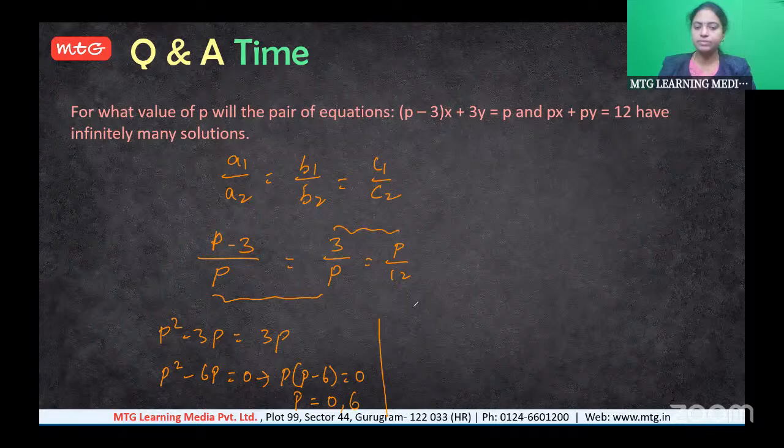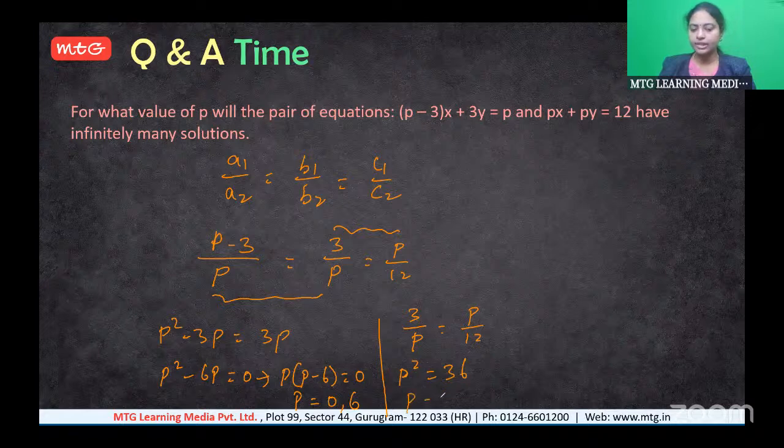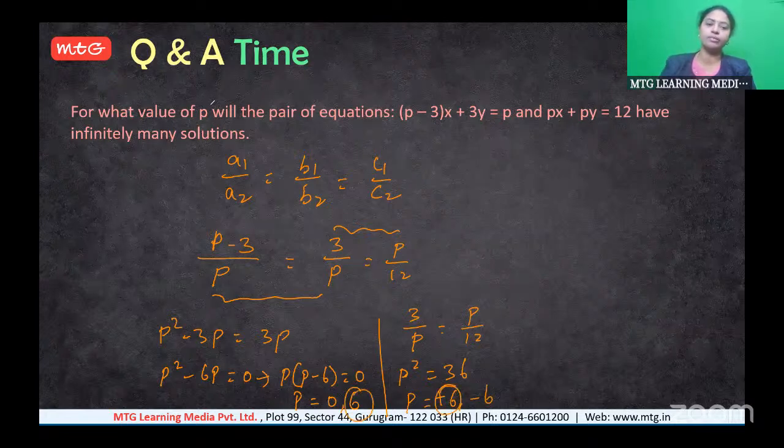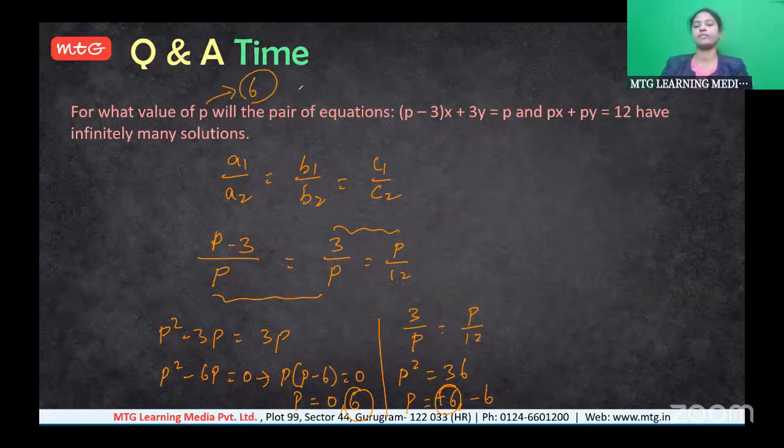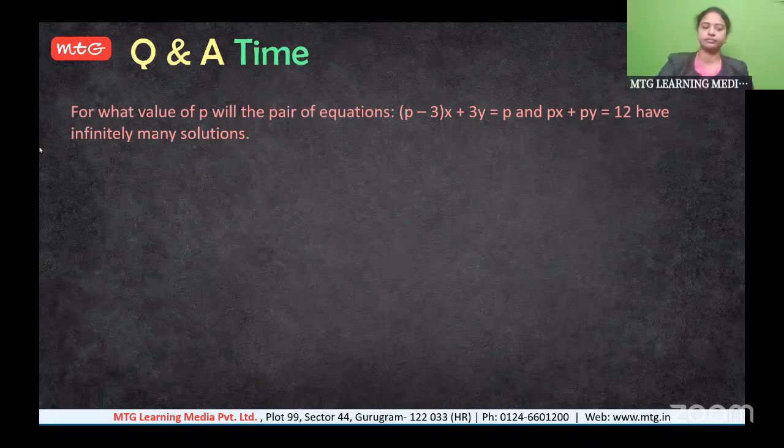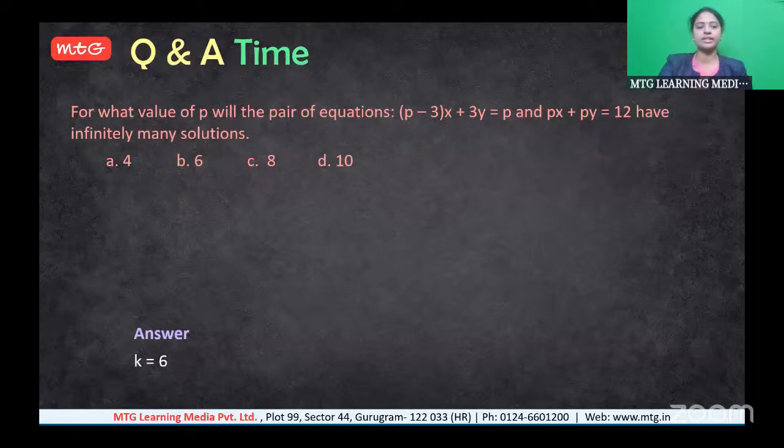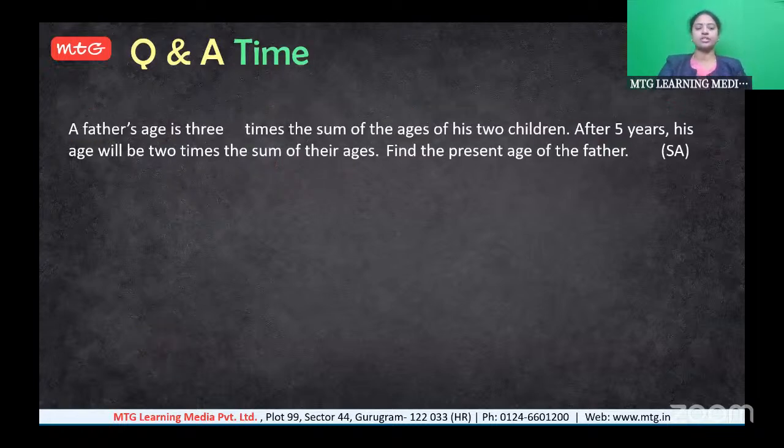Second, try to equate these both parts. You get 3 by P equals P by 12, which makes P square 36, making the P value plus 6 or minus 6. Now, what is common for both the cases? Plus 6. So the value of P is going to be 6. This is how we solve it. Okay. Here we have options also, which is option B. It's not K, it's P. P is 6. The next question is here.